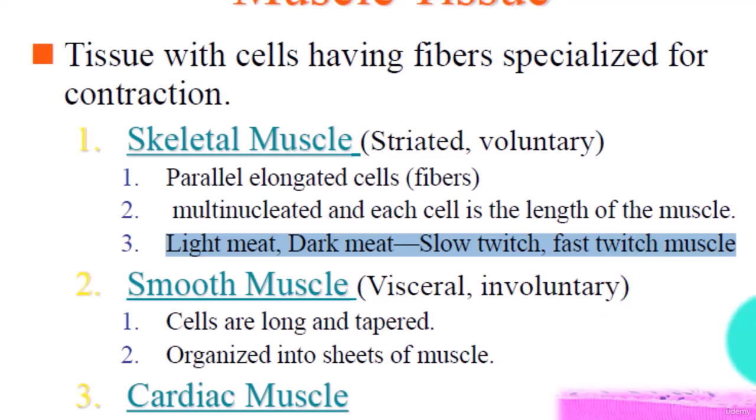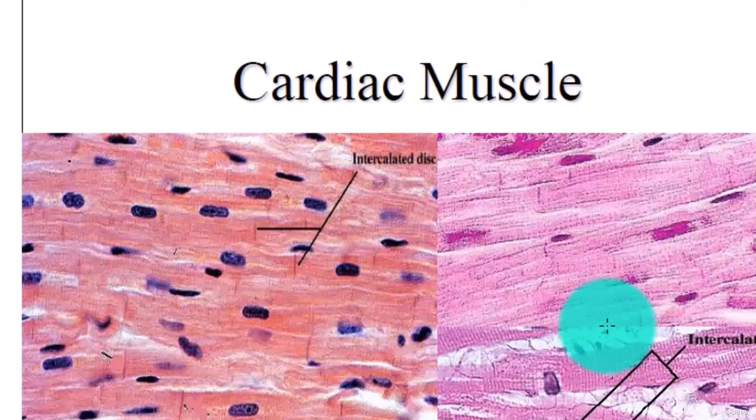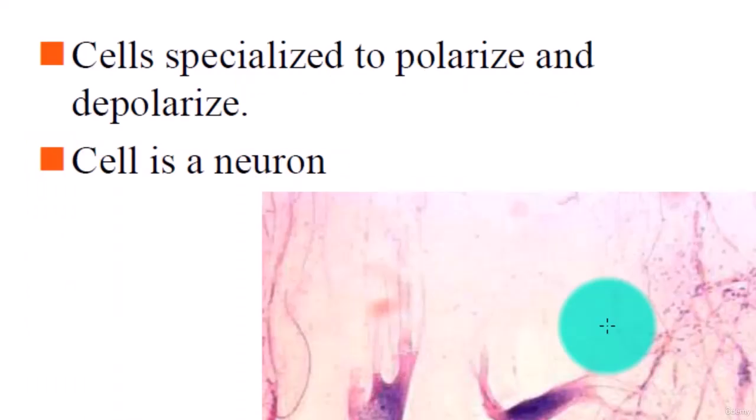Cardiac muscle: intercalated disc, myogenic, branched. This is skeletal muscle under the microscope, smooth muscle under the microscope, cardiac muscle. Nervous tissue: cells specialized to polarize and depolarize. The cells are neurons. This is the body of the neuron, the axon.